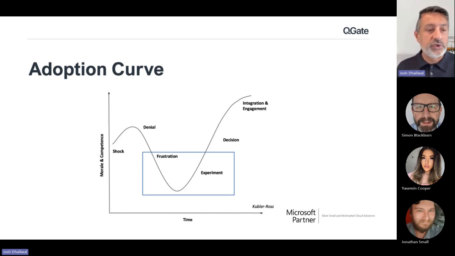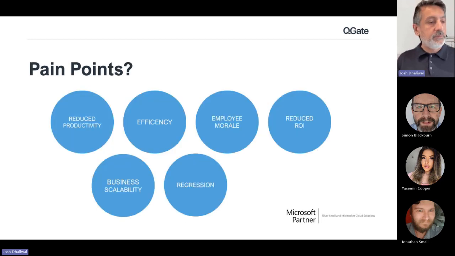Because unless you're sharing those messages as to why we're asking people to adopt new habits, it can be lost. Okay. So what are the pain points?